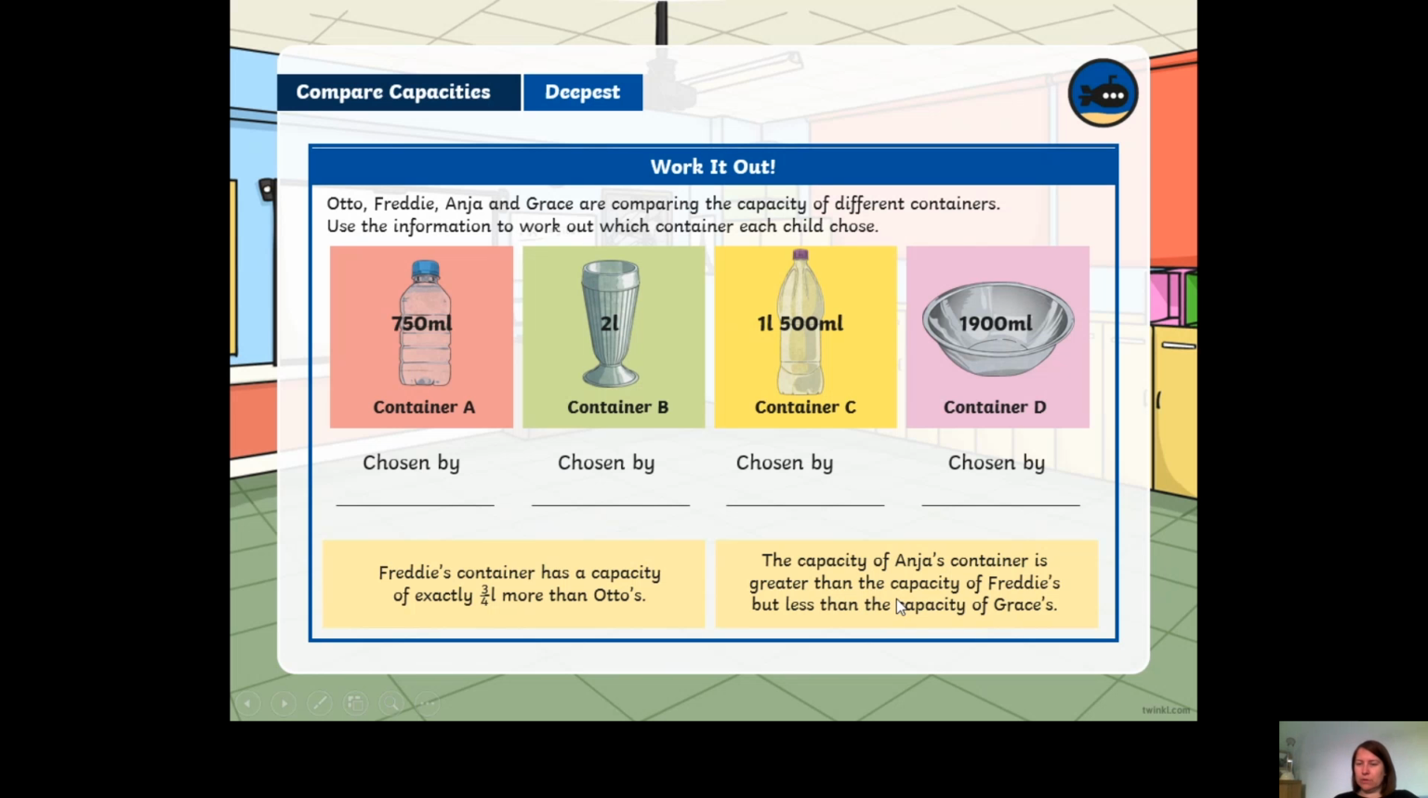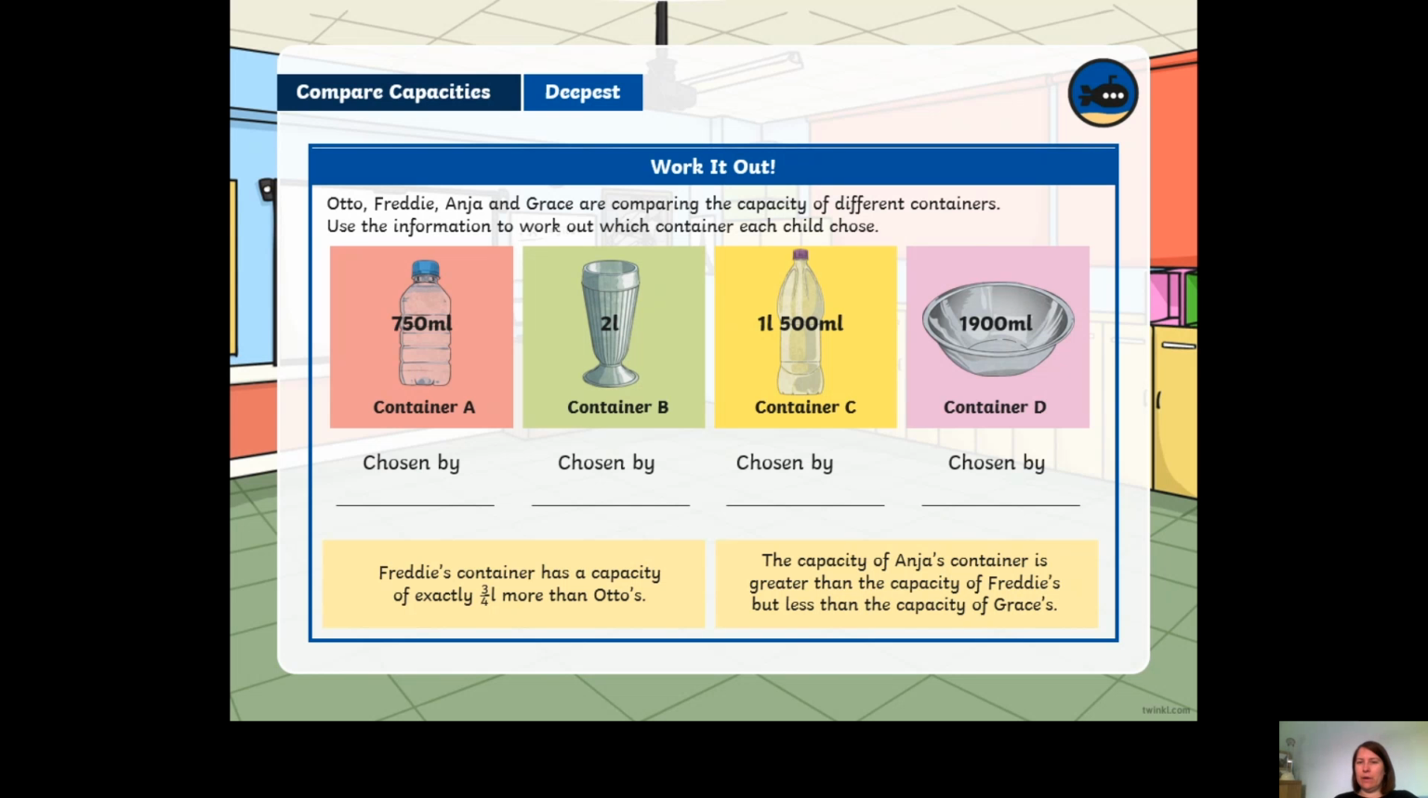Okay, so you need to look at the next clue as well, because you often can't guess unless you've used both of them. The capacity of Anya's container is greater than the capacity of Freddie's, but less than the capacity of Grace's. Okay, so I'm going to have a think about this. So Freddie has got more than Otto has. Anya's got more than Freddie, but less than Grace, which means that Grace must have the biggest container. So if you look again to see which one is the most full, Grace must have container B.